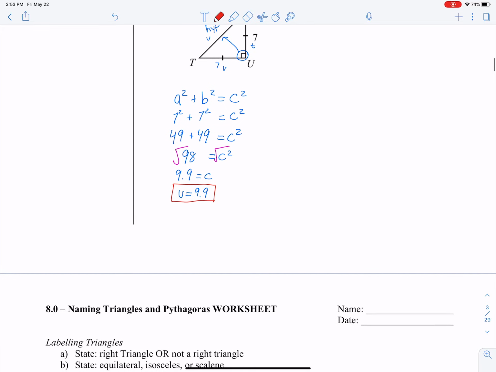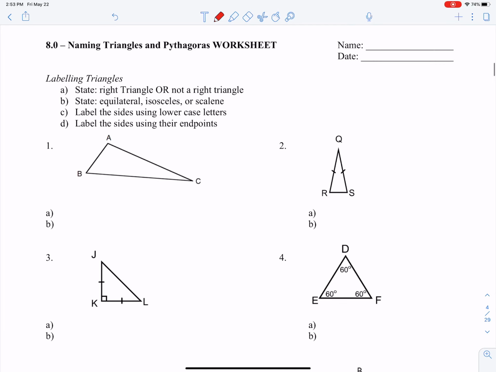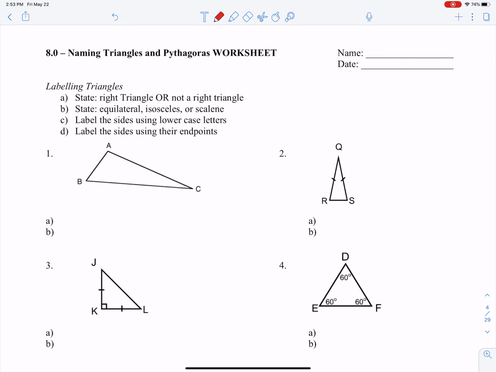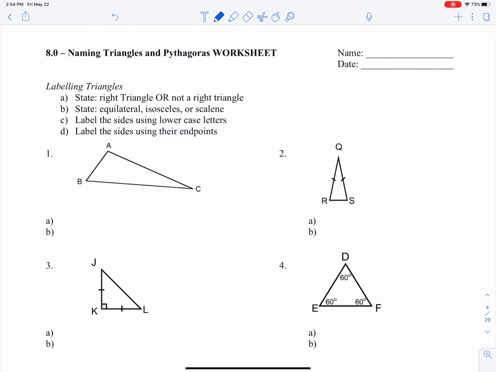So for this section, you're going to be doing the worksheet that's directly next in the notes. Just some pointers on this worksheet. I'll do one for you so that you can see what you have to do. So here it says, state if it's a right triangle or not a right triangle. So we're going to look at the triangle and we're going to see, are any of these angles 90 degrees? In this case, no, there's no 90 degrees. So at A, down over here, we're going to write not right.